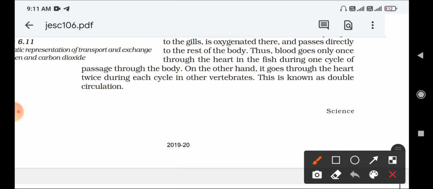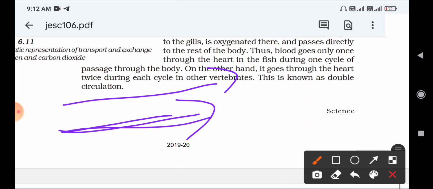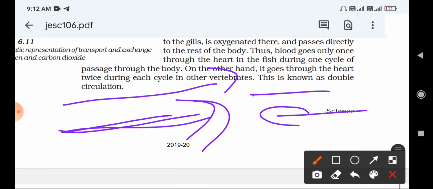Very important question. Basically, double circulation means, the word double indicates two times. The blood going two times through the heart is called double circulation. The first time is oxygenation, and the second time is removing the carbon dioxide. The first time they take the oxygen, and then the blood passes again, containing carbon dioxide. So the blood passing two times through the heart is called double circulation.